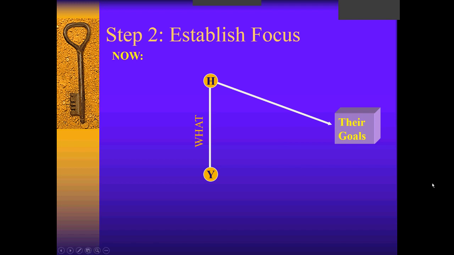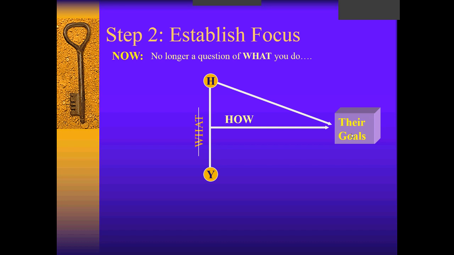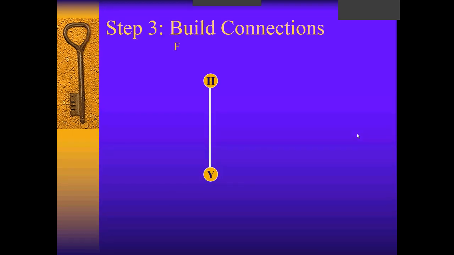It's what are they looking to do, what are they trying to accomplish, and therefore what is their objective, and now it's a question of how they're going to get there, why they're going the direction they're going, when they're going to get there, etc. So it's all about moving the conversation forward to their goals and objectives. This then leads to what I would call the building connections part of the process.